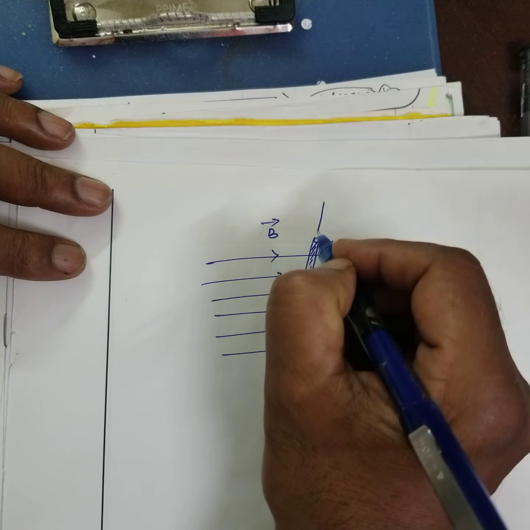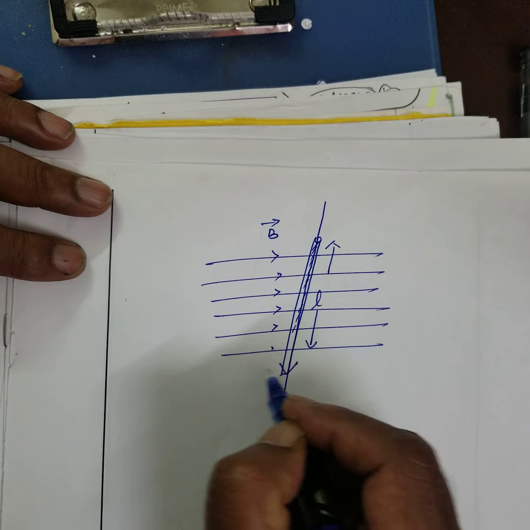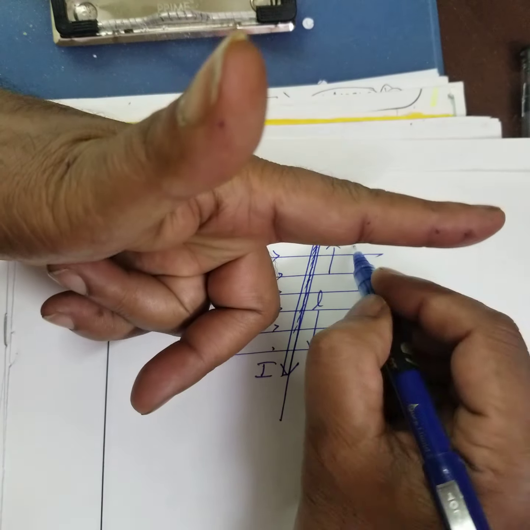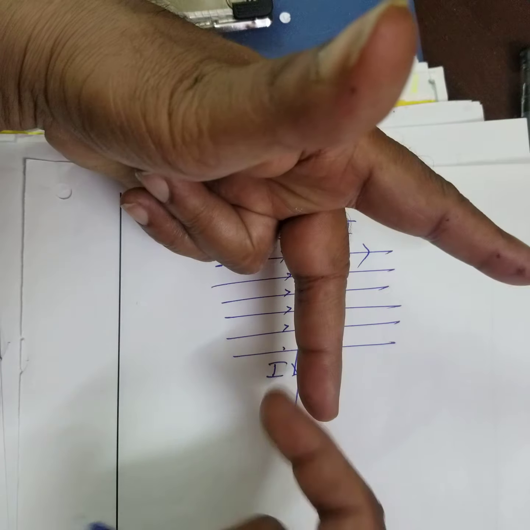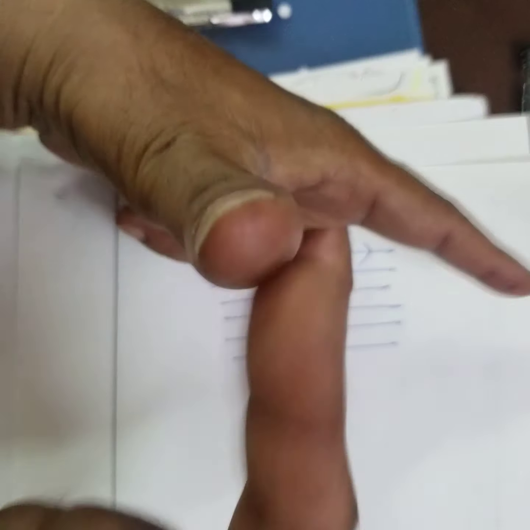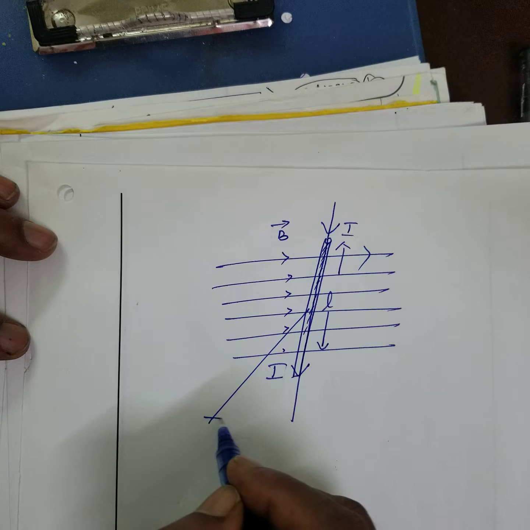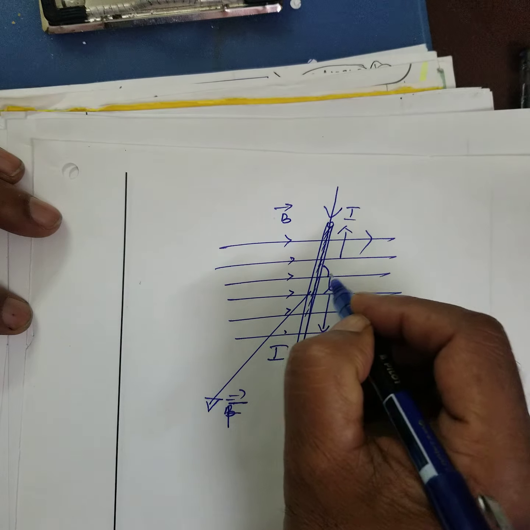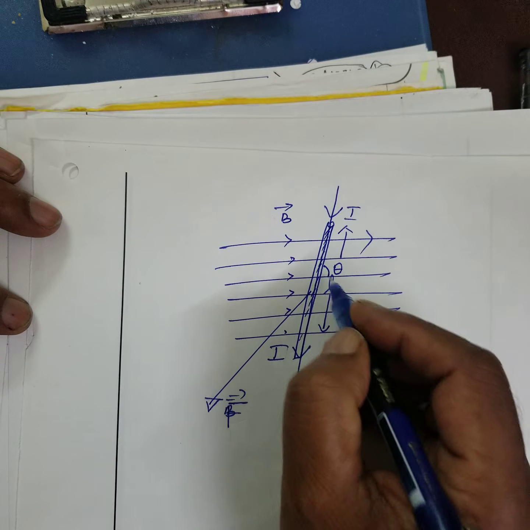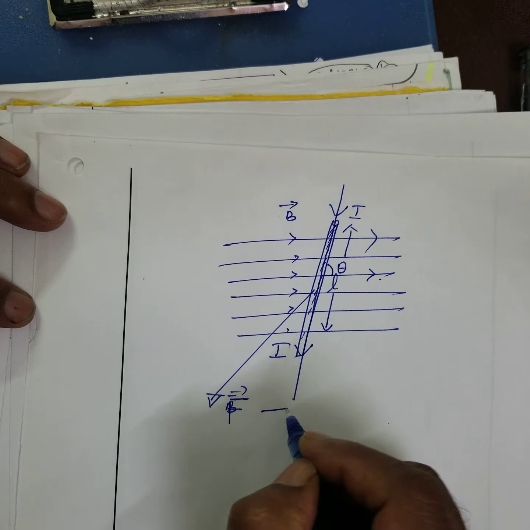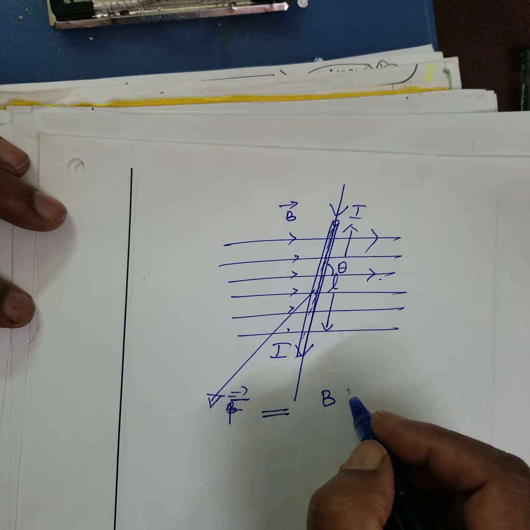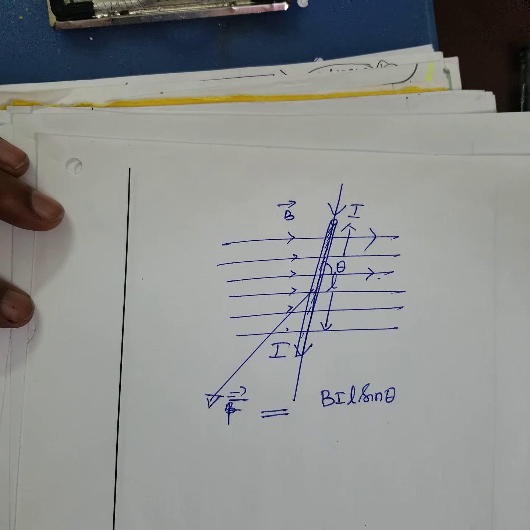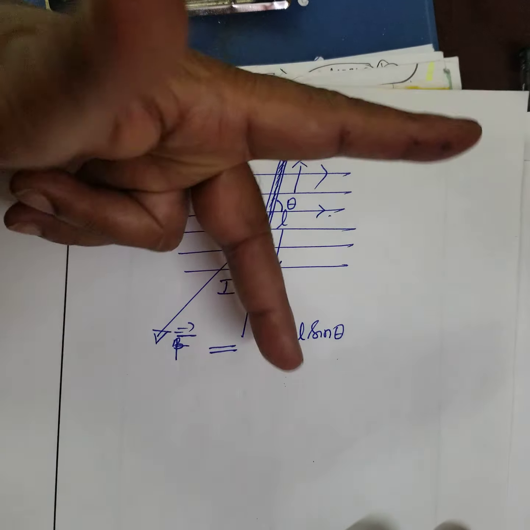If you pass the current, this is the direction of the magnetic field, this is the direction of the current, the force is towards you. This is the force acting on the current. If theta is the angle between the direction of the current and the direction of the magnetic field, then force is given by BIL sin theta. Can you follow here?